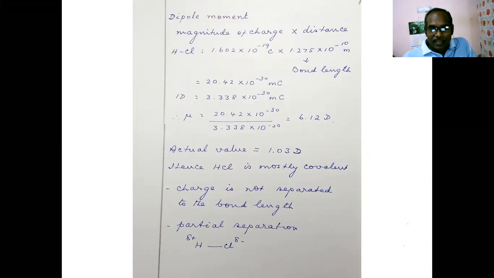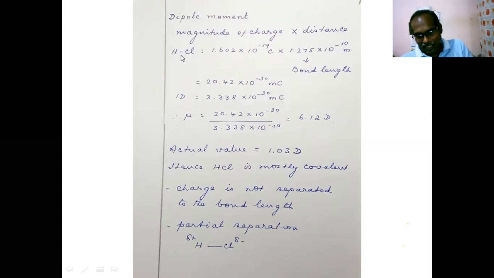Therefore, while the electrons are shared, I have already told you, it is because of the difference in the electronegativity. Chlorine is found to be more electronegative than hydrogen. Therefore, chlorine is trying to pull the shared pair of electrons towards itself. Therefore, the electron density is not at the middle.